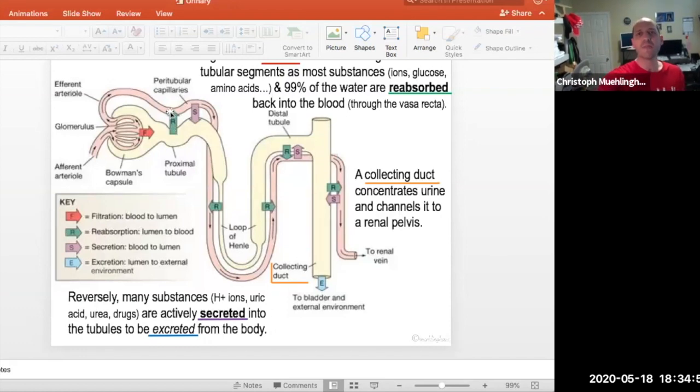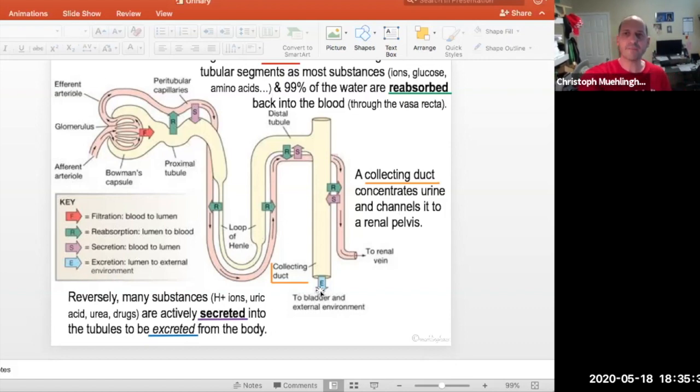That's mostly passive processes. We use salt to help with that, to pull the water out and that kind of stuff. And then we have some substances that did not make it into the filtrate, like medications. They stay behind in the blood, but we want to get rid of them. And so what we do with those, we secrete them from the blood into the kidney tubules. And so that's where the word secretion comes in. That was the correct answer. And then excretion is when we just pee it out. That's basically the peeing it out.